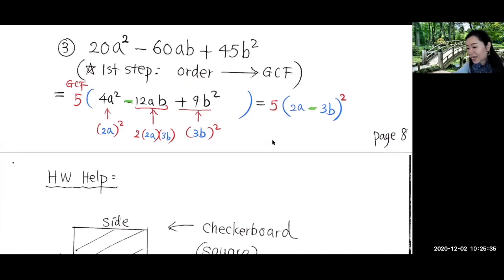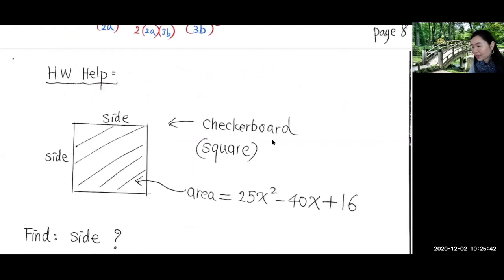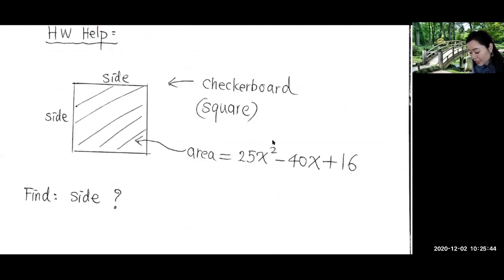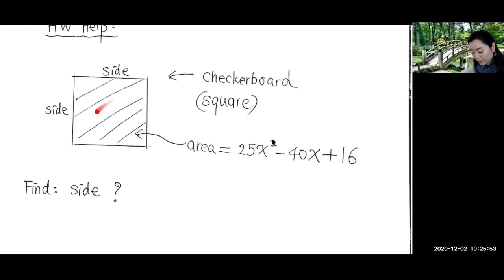Okay, so the last page here is actually a homework help. We're actually done for the lesson. The last page is just homework help, in case you got stuck. In the homework, you were given this checkerboard, which is a square over here, and they tell you the area for this checkerboard. I'm going to highlight that. The area is the inside. The area for this checkerboard is equal to this trinomial.